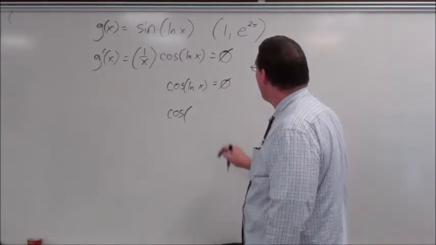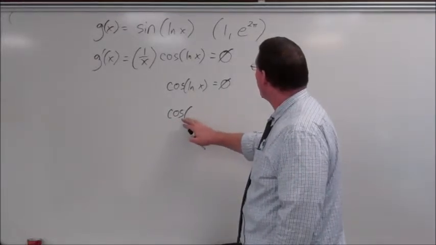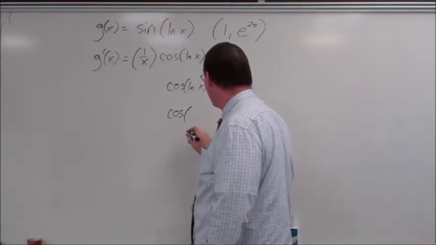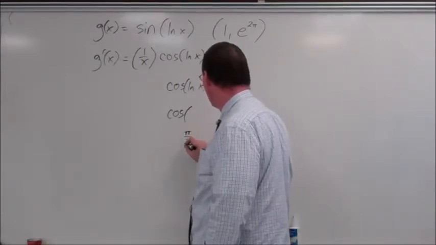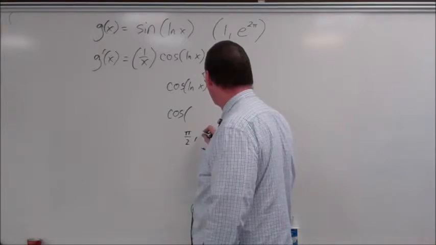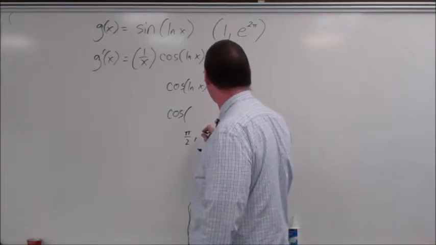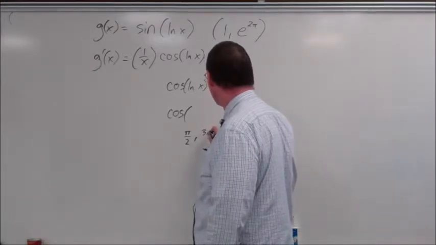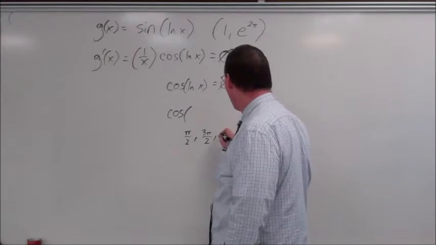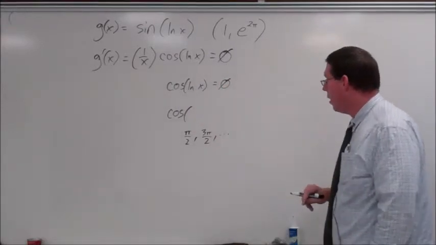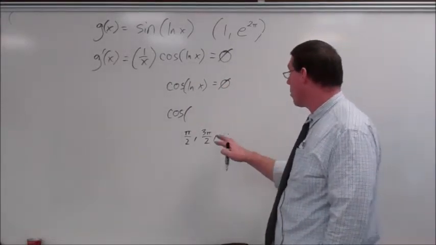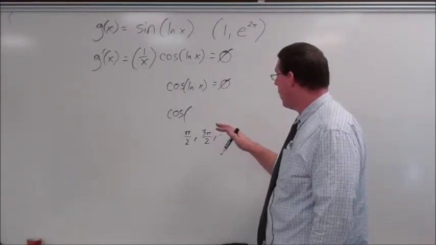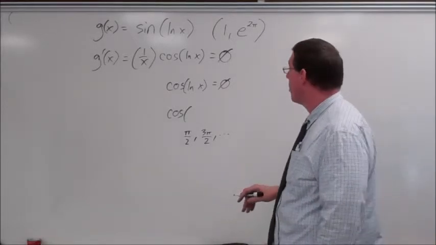And cosine is going to equal 0 at pi over 2, 3 pi over 2, and at any values in pi's, so it's also going to be 5 pi over 2, it's going to equal it at 7 pi over 2, etc. Okay?